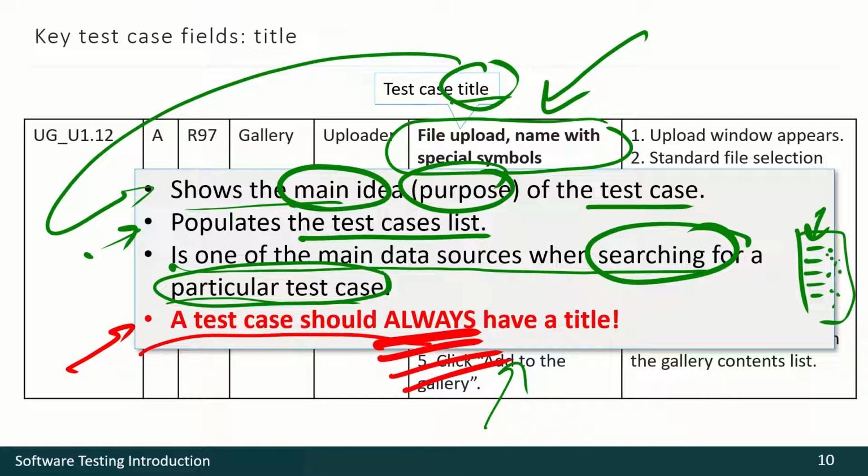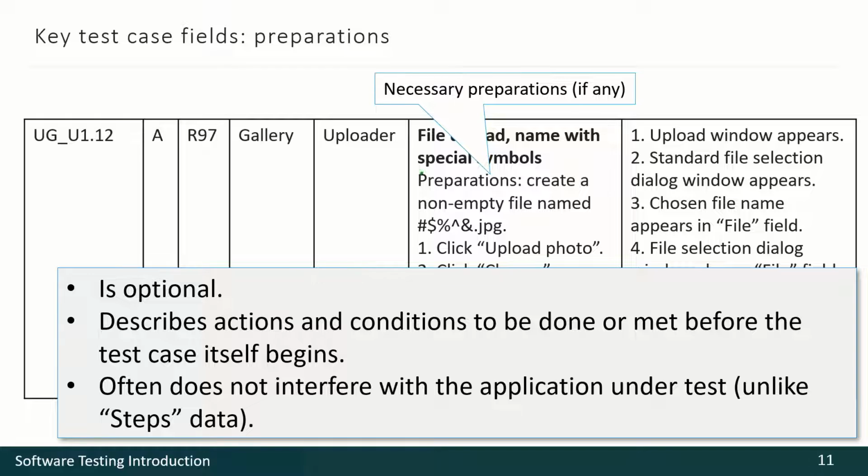And in most test case management tools, this is a mandatory field, so you may not submit a new test case until you fill the title field. The next part of the data describing a test case is preparations, or in some cases preconditions, initial data, setup, etc. It's something that goes between title and steps here. It may be either present or absent, that doesn't really matter. Some test cases may not need preparations, but in most cases they do.